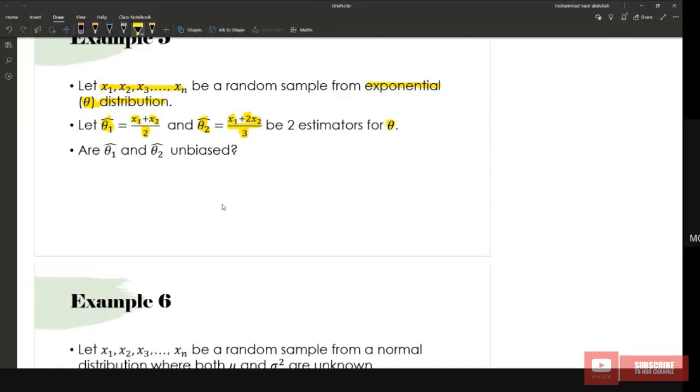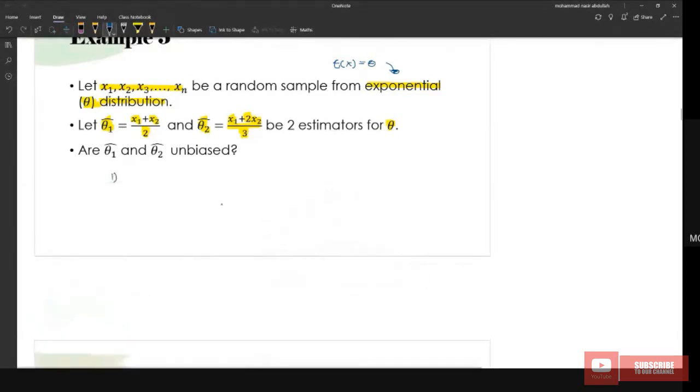So again, the same procedure. We know that the expected value of x is equal to theta for the exponential distribution, right? So for the first estimator, we want to find the expected value of theta 1 hat.